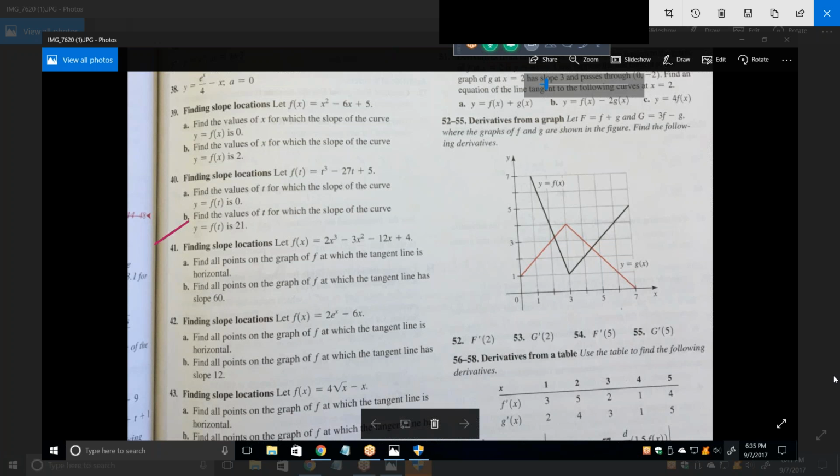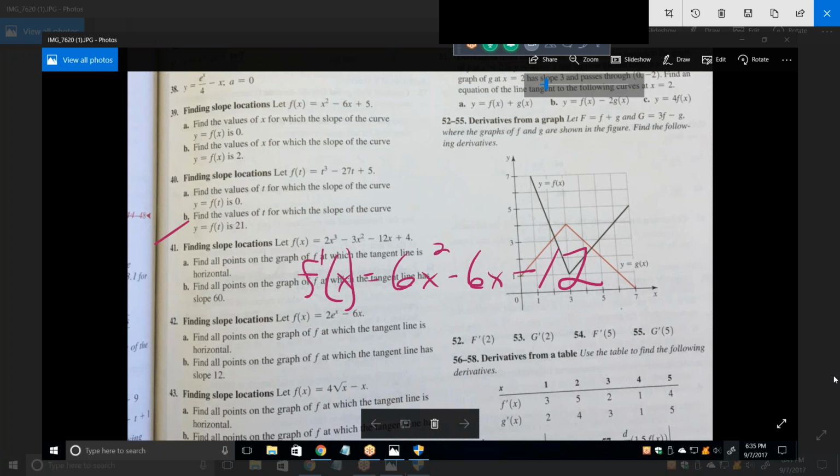All right, let's look at 41. Find all points on the graph at which the tangent line is horizontal. How would I go about that? What's my first step? Obviously, derivative. Okay, tell me what the derivative of that function is. Okay, so it would be 6x squared minus 6x minus 12.